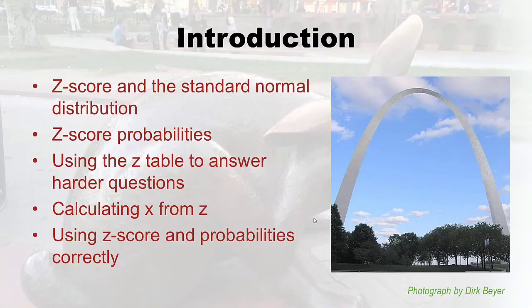I'm going to show you how to use the z-table to answer some harder questions besides the ones I talk about during the z-score probabilities section. Then I'm going to show you how to use a slightly different formula to calculate x from z. Finally, I'm going to just remind you some tips and tricks about using z-scores and probabilities correctly.